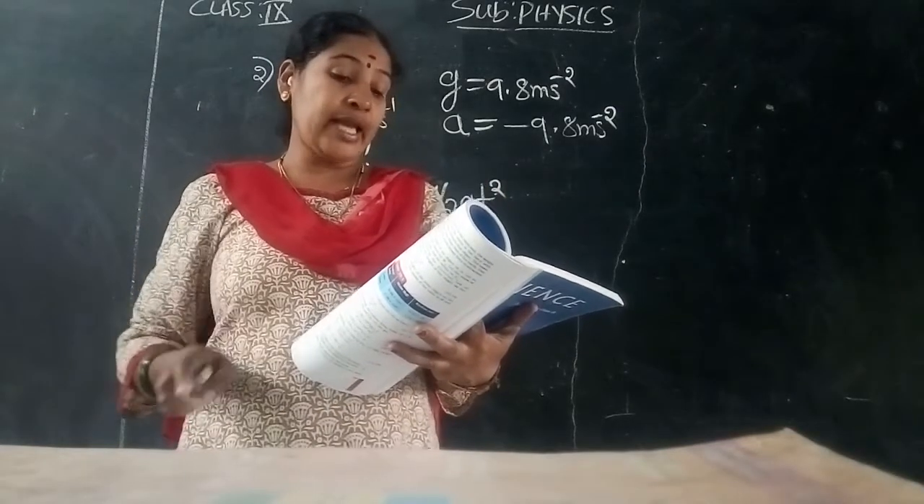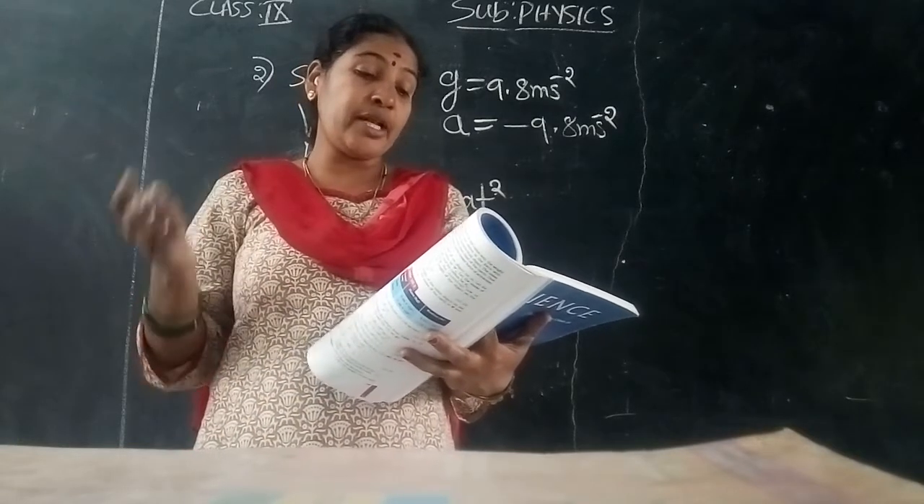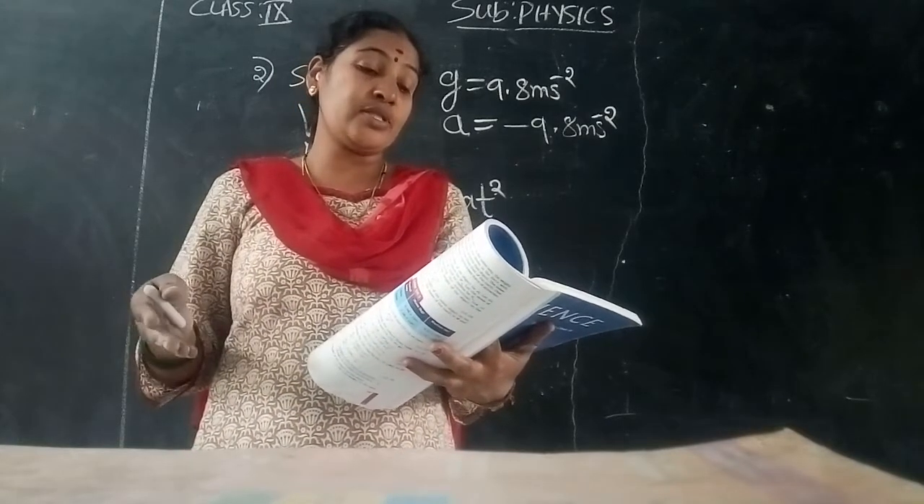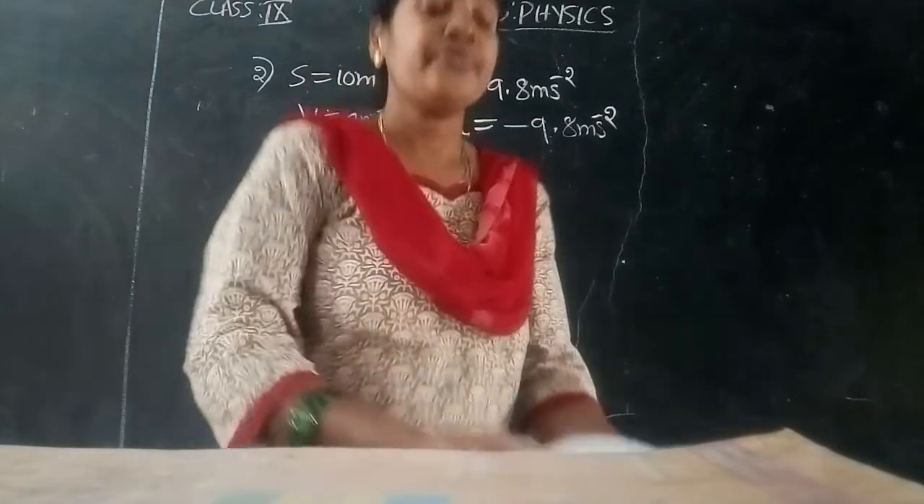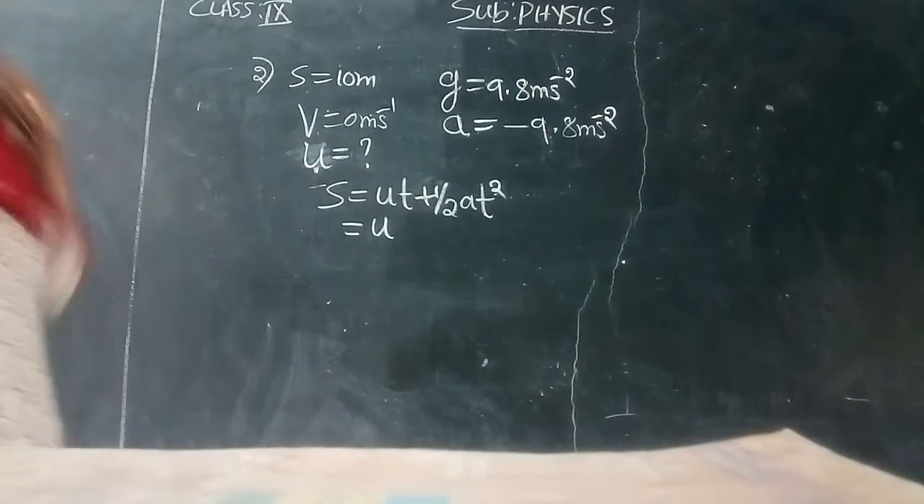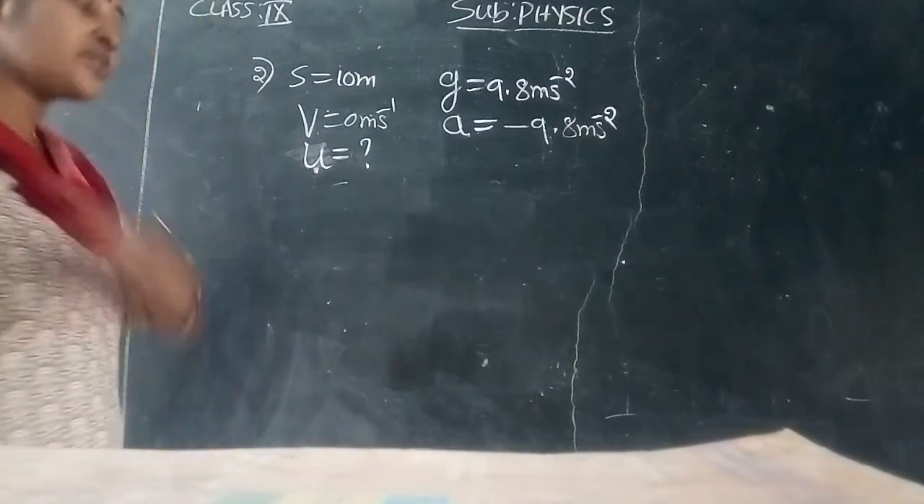Oh, time also they have not given. An object is thrown vertically upward and rises to a height of 10 meters. Calculate the velocity with which the object was thrown upward and the time taken also. Time also we have to consider. Then we cannot use this formula, children. So in such a way we have to think which formula is suitable.